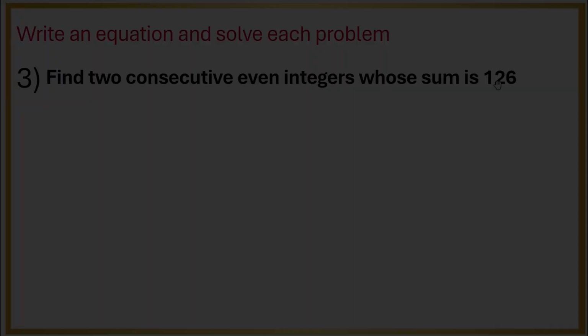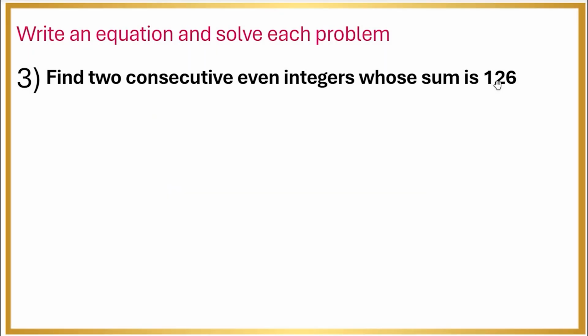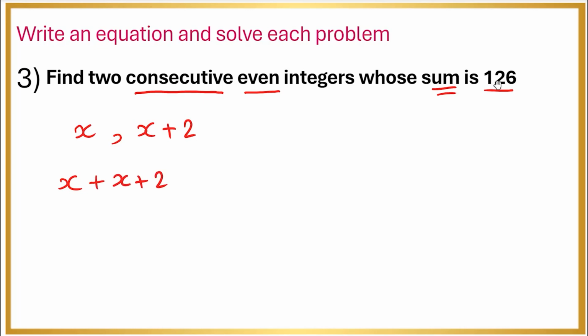Another question. Find two consecutive even integers. Again, consecutive and even. Then we let the first one be x and the second one x plus 2. Okay, he said their sum is what? 126. Then we should write plus between the two numbers here. x plus the second number, x plus 2, equals 126. Now we should collect like terms together. x and x should be 2x plus 2 equals 126.